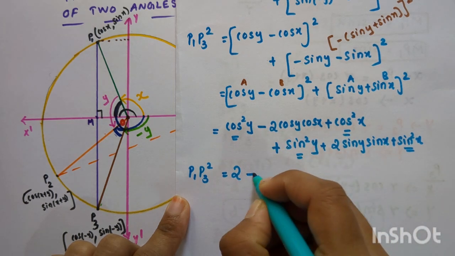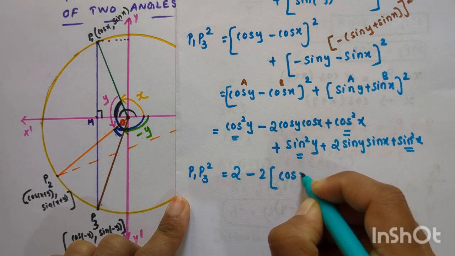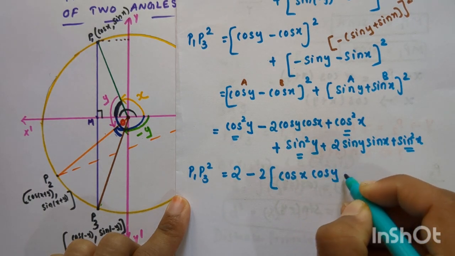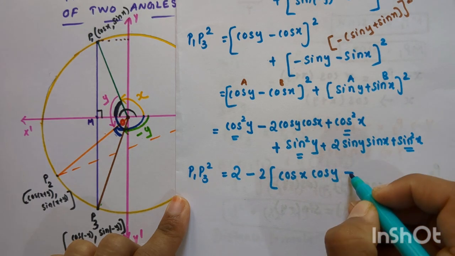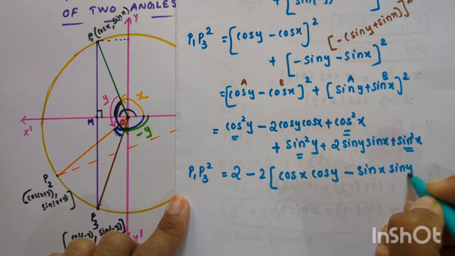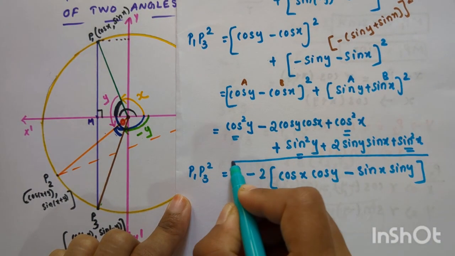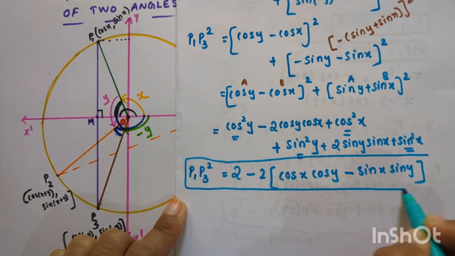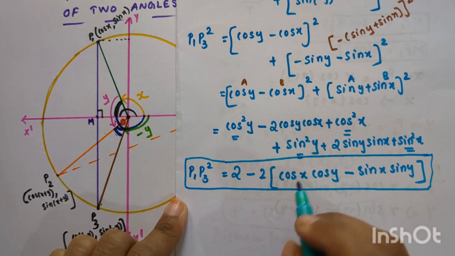So I am taking minus 2 common. The first term will become cos y cos x, so you can write cos x cos y minus, because we are taking minus outside, it is plus here, so there will be minus here in the bracket, sin x sin y. I am going to consider this equation because it is important for us, because by comparing it with another equation we are going to derive our identity.